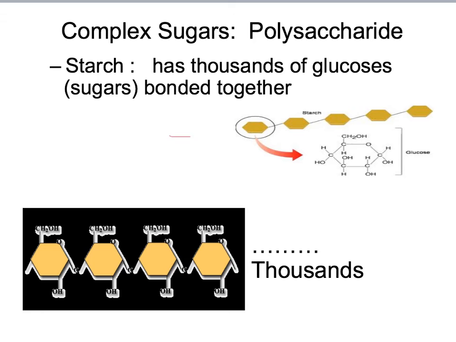Here is a picture of a starch molecule, which is a polysaccharide. Starch has literally thousands of glucoses or sugars that are bonded together to form one large molecule. Here's one simple glucose molecule. If you'll notice all of these right here, these are each glucoses that are bonded right here with this bond to form a large starch molecule.